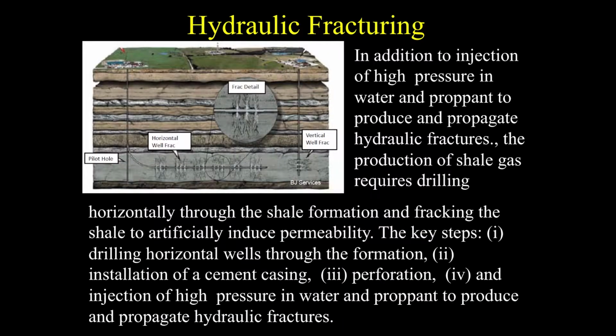In addition to injection of high pressure water and proppant to produce and propagate hydraulic fractures, the production of shale gas requires drilling horizontally through the shale formation and fracking the shale to artificially induce permeability. The key steps are: 1. Drilling horizontal wells through the formation. 2. Installation of a cement casing. 3. Perforation. 4. Injection of high pressure water and proppant to produce and propagate hydraulic fractures.